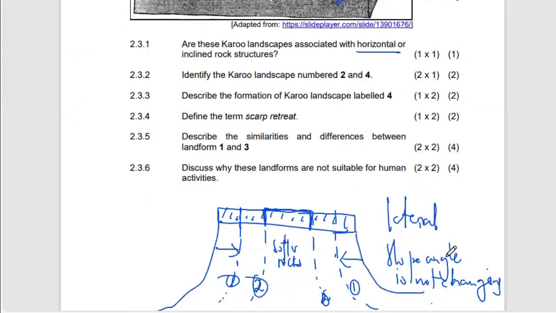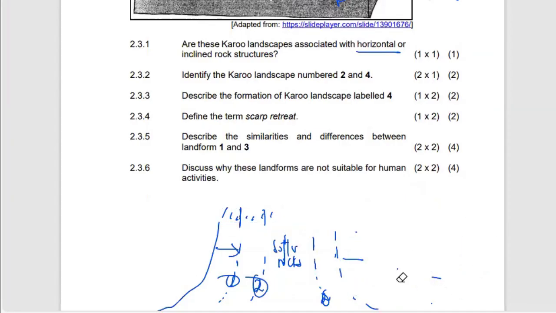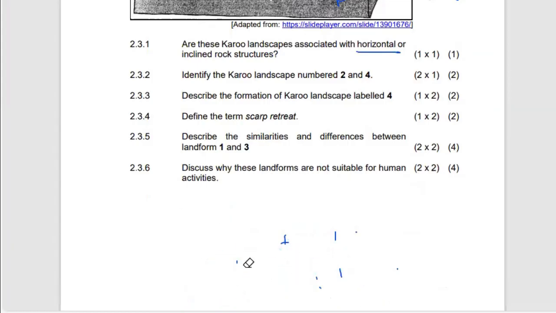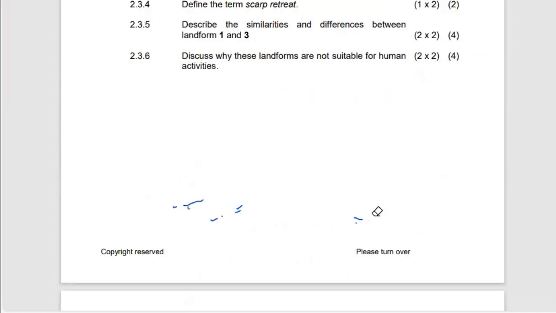Right. Taking us to the next question: discuss why these landforms are not suitable for human activities. Why is the Karoo landscape not suitable for human activities? By referring to human activities, we are looking at the major activities sustaining human life, like agriculture, settlement, infrastructure development. Why are these landforms not suitable? Why is the Karoo region of South Africa sparsely populated? Why don't people prefer staying in those areas?